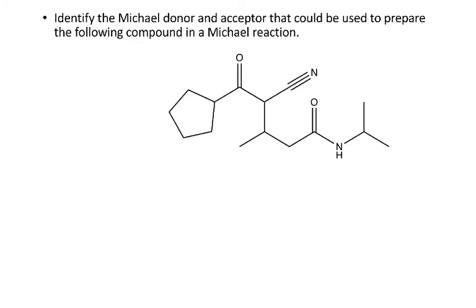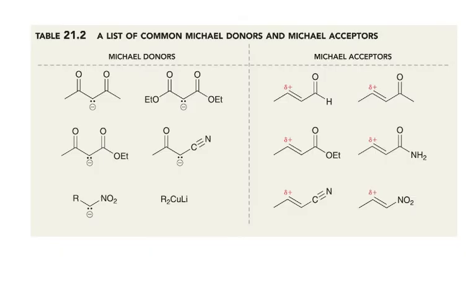Okay, in this last example, I want to identify the Michael donor and the Michael acceptor that could be used to prepare the following compound in a Michael reaction. At first, it looks like there's a lot going on here, and so it's kind of hard to decide where this Michael reaction occurred. What was the new bond that I formed? But let's take a look at our list of Michael donors and Michael acceptors again. I think in these types of problems, the easiest thing to do is try to identify the Michael donor.